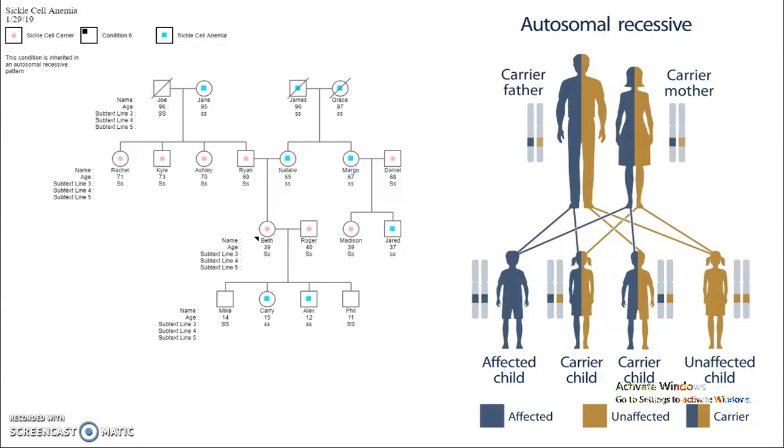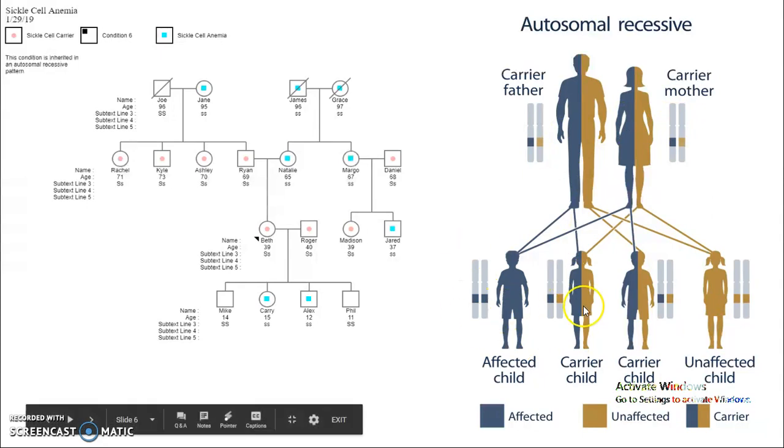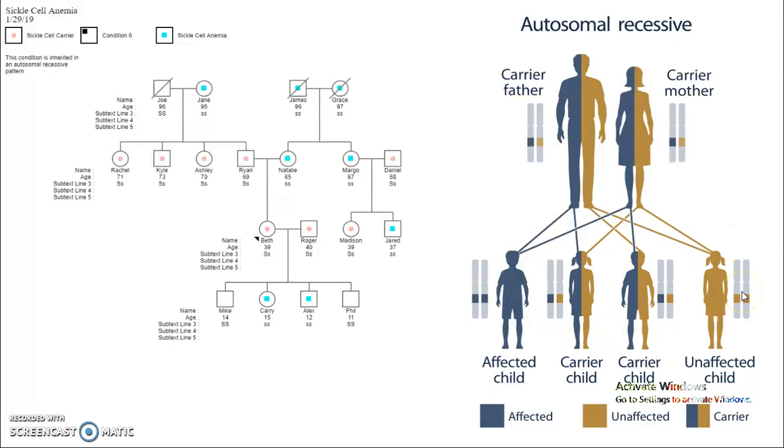And so here's a pedigree of the sickle cell anemia. Here's also just to look at a general autosomal recessive inheritance pattern. So both parents have to be a carrier at least. They don't have to have actual disease. But if they are carriers, then they can have an affected child. And then most of their children will be carriers, and then they'll have one unaffected child.